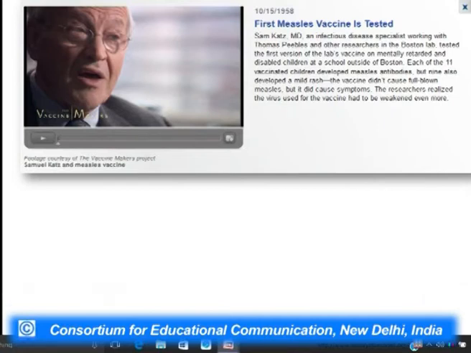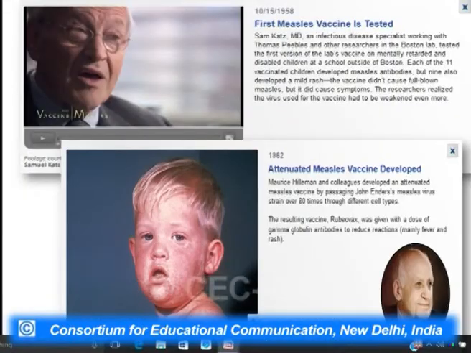This is the first case in 1958 where Katz actually tried the first vaccine against measles, and since this vaccine was still not ready, it was tried in 11 kids, out of whom 9 developed small rashes on their body. So, that means they realized that this vaccine needs further improvement and further attenuation, or further weakening. After that, in 1962, an attenuated measles vaccine was developed.